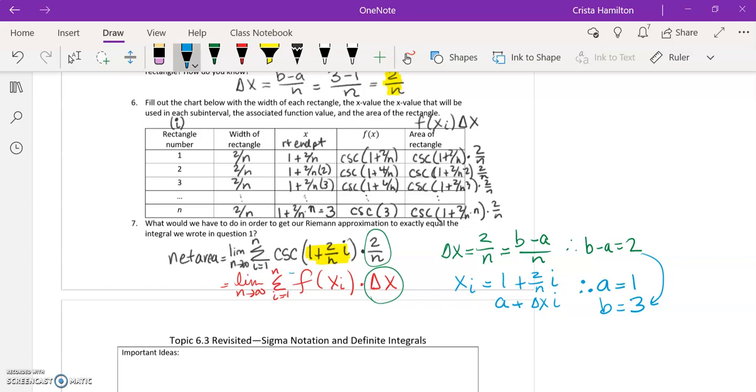Clearly, you should be able to match the function up to be the cosecant. And then if I was writing this as a definite integral, the limit of a sum becomes the integral. My a and b are 1 to 3. My function was the cosecant, and delta x becomes dx.